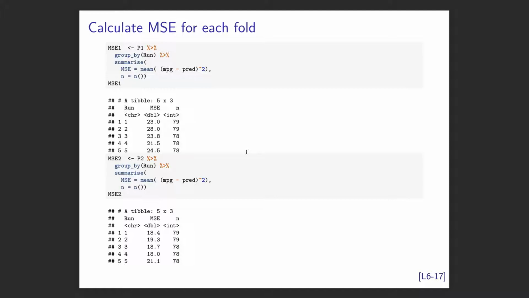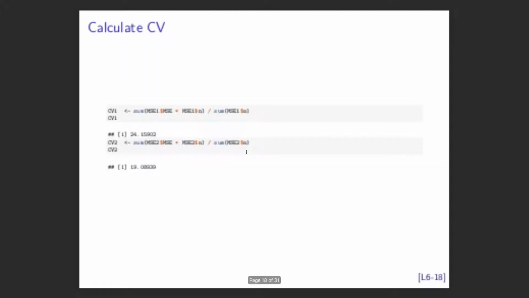So when I spit that out, you can see for the first set of predictors with the linear model, there's my mean square error and the size. For my second one, the quadratic, you get the mean square error 2. And then finally, I can just do my calculation of my weighted mean. And we have our two models.